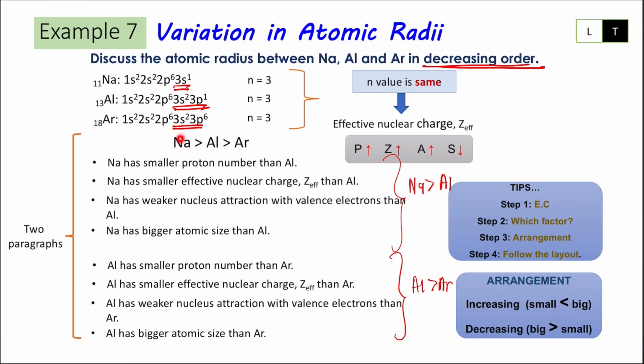So benda yang paling penting adalah your arrangement. If your arrangement is wrong, automatically your explanation will also wrong. So please make sure you follow my tips step by step. So that's it for this video. I hope you all can understand how to explain the variation in atomic radius for specific elements.